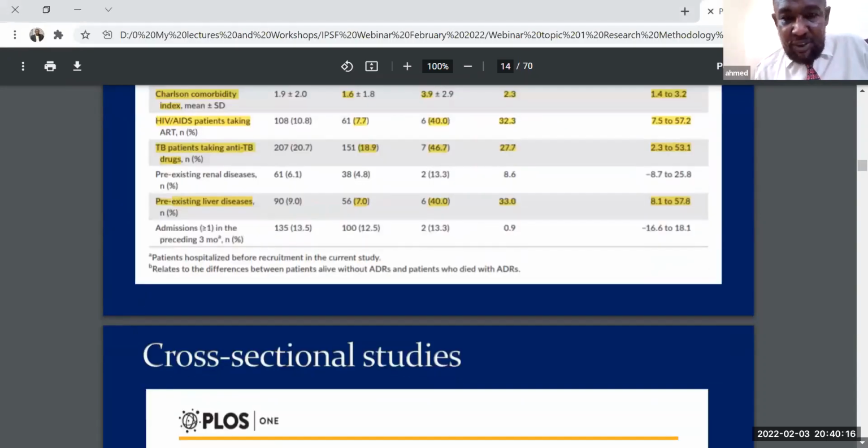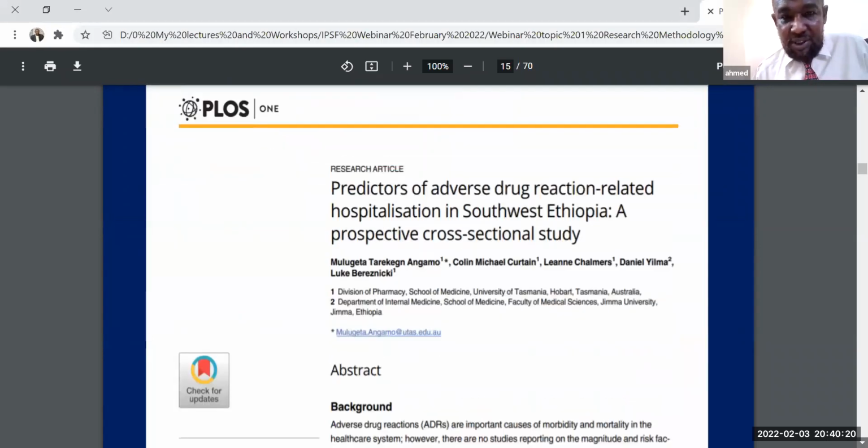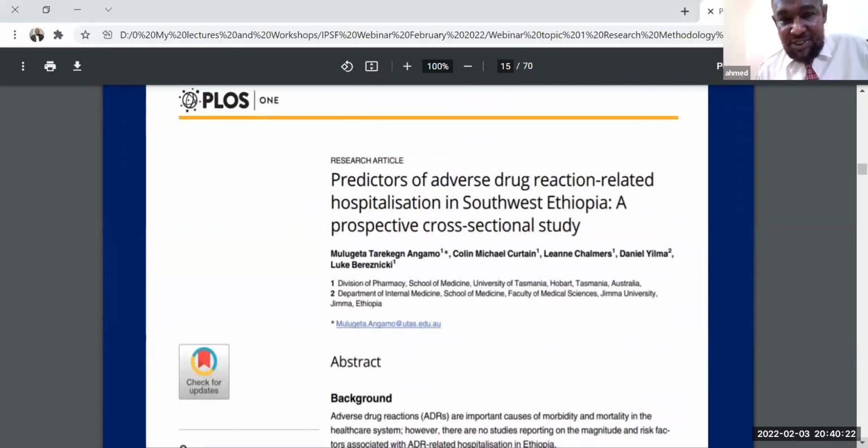This one is another study, which is still cross-sectional: predictors of adverse reaction related to hospitalization in Southwest Ethiopia. This is a prospective cross-sectional study. So as I said, cross-sectional can be retrospective or prospective, because this depends on how the data is collected. Prospective is preferred over retrospective.